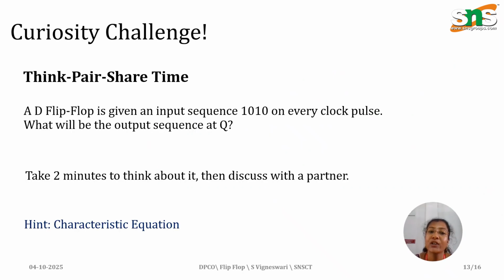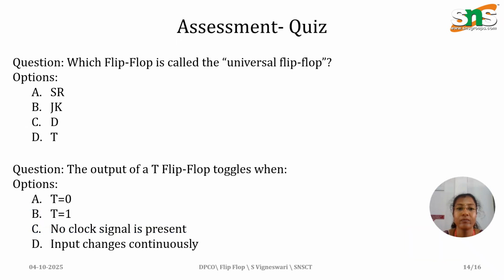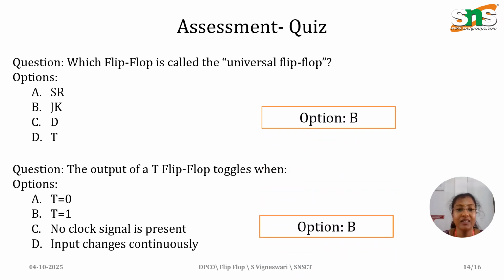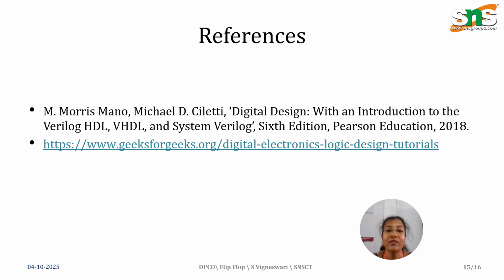So coming back to a curiosity challenge. The condition is, when the flip-flop is given an input sequence, what could be the output sequence? Since a delay flip-flop depends upon the conditions of the input, here the output displayed will be the same, 1010. Which flip-flop is called the universal flip-flop? Yes, JK is called the universal flip-flop, and the output of the T flip-flop toggles when T is equal to 1.